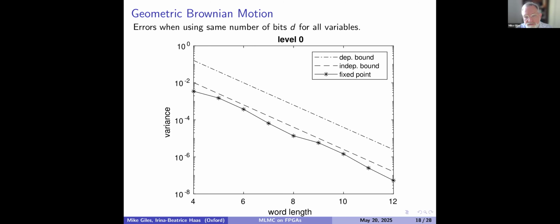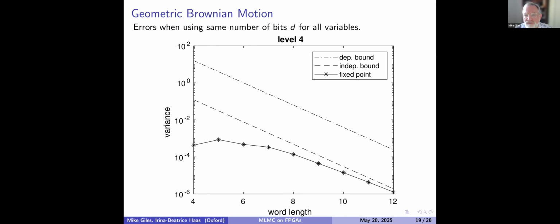We have the independent bound, which is the dashed one, and then the more pessimistic bound that allows for the possible dependency between the errors is the dot dash bound. And what we're seeing here is that actually the independent bound is a more accurate representation of the error. So this is for the level 0 simulation. This is for the level 4 simulation.